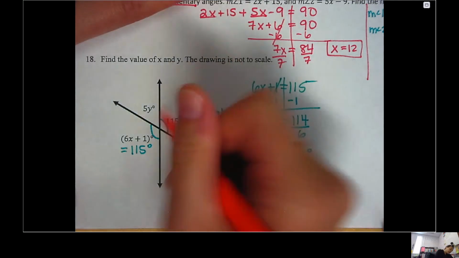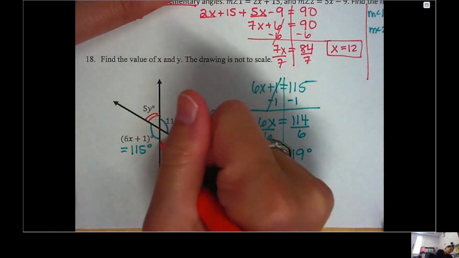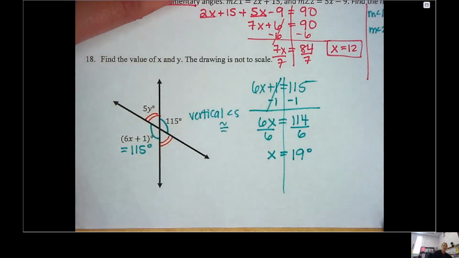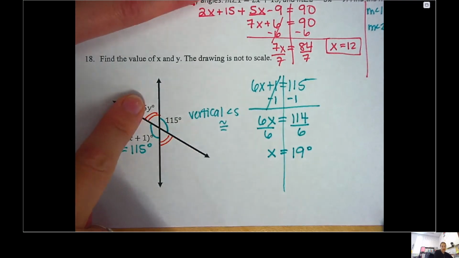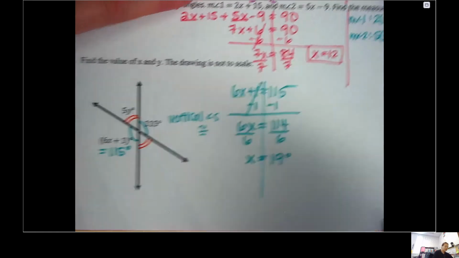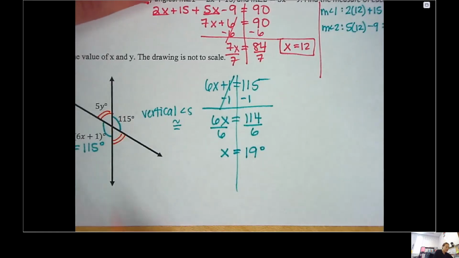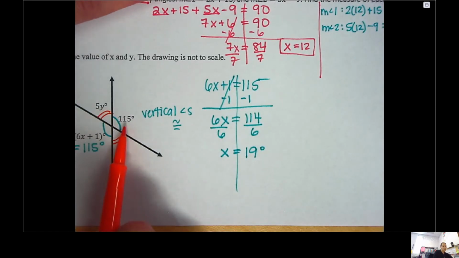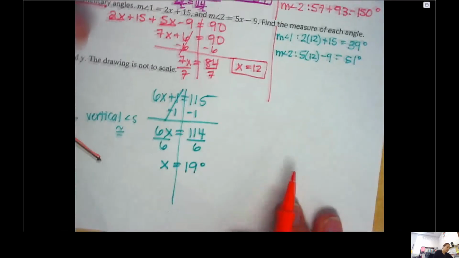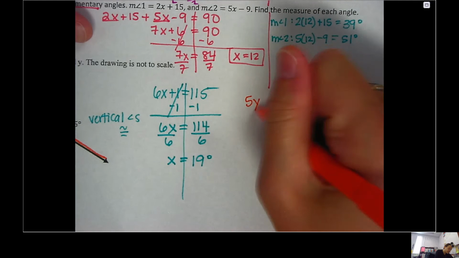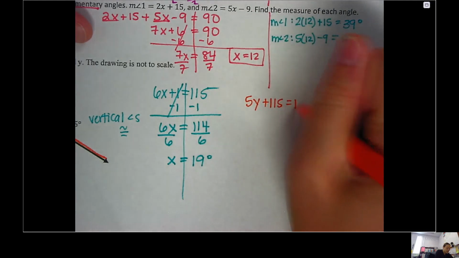I also know that this one here and this one across from it are also vertical angles, but I know that these two angles right next to each other are supplementary. They add up to 180 degrees. So I'm going to write a second equation now that says if I add together the 5y and the 115, I should get a straight line. So my second equation is 5y plus 115 equals 180.